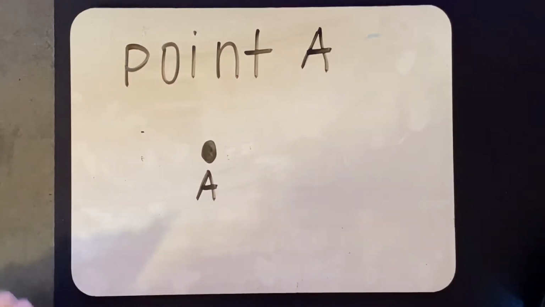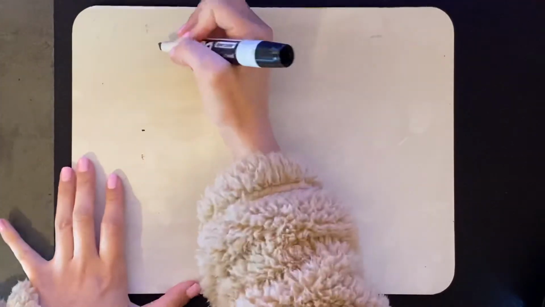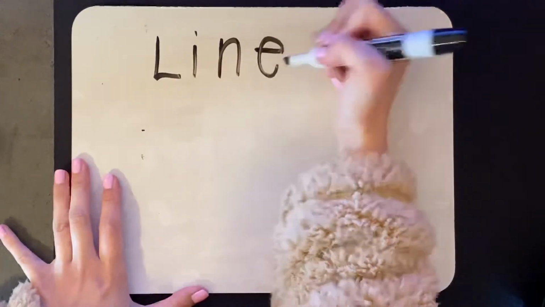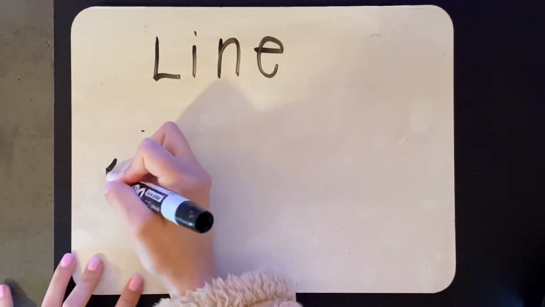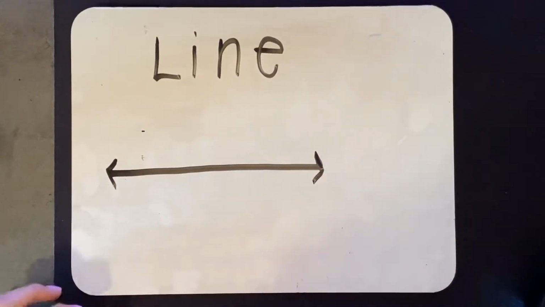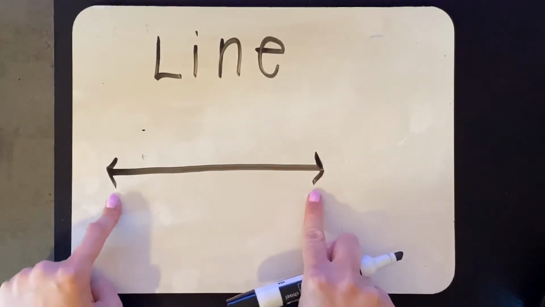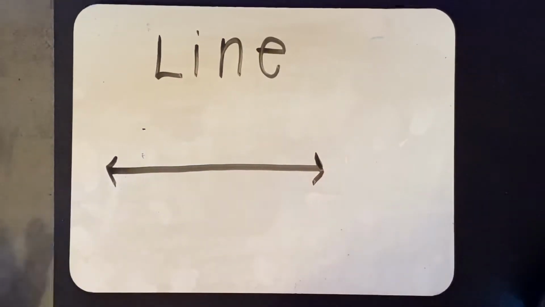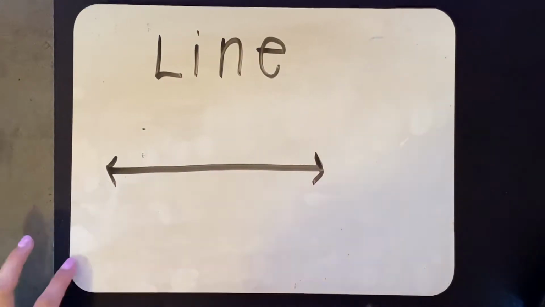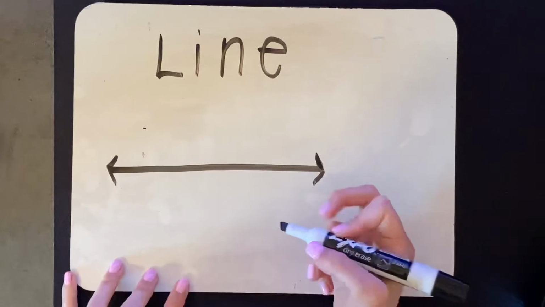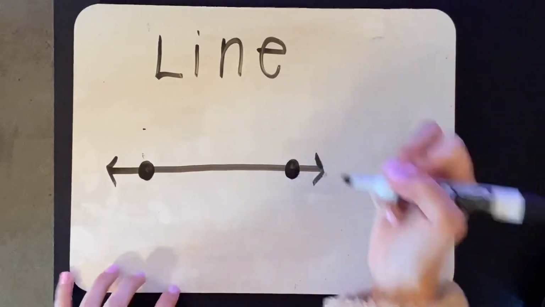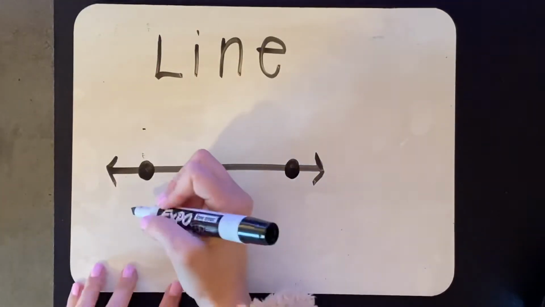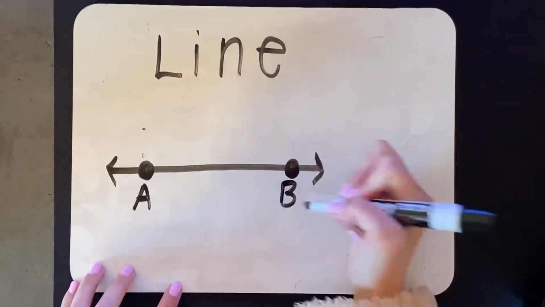The second geometric term that you're going to see today is a line, which may seem pretty simple, but the geometric definition is a line is a straight path of points that goes on in opposite directions. So these 2 arrows at the end of our line tell us that this line keeps going and going and going. It goes off my board and continues going and has no stopping point. It's made up of points. So you will usually have 2 or more points on a line, and they need to be labeled with a letter.